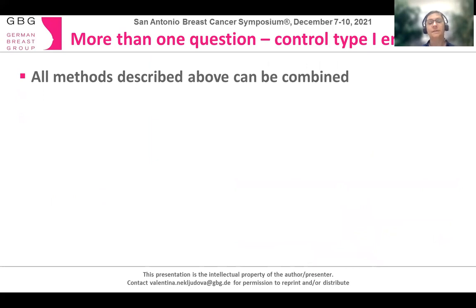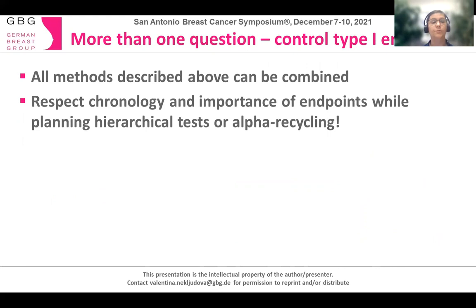All methods described above can be combined. Important for the hierarchical test and alpha recycling, you need to think which objectives are more important or more likely to be positive, and you also have to respect the chronology. Do not put less important or late endpoints as gatekeepers. I put a nice tutorial in the literature list at the end of the talk.